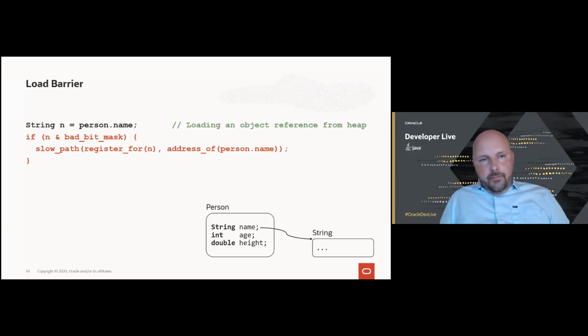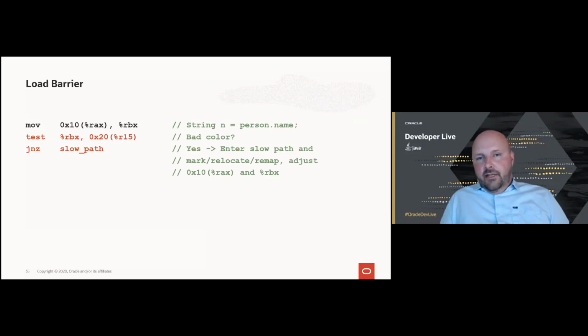And if we take this one step further and look at what the C2 JIT compiler in HotSpot will generate, it looks like this. We have the move instruction that corresponds to the actual load. And then we have the two instructions here in red, which is the actual load barrier: a test for a bad color, and a jump into a slow path in case we found one. So that's it. The whole load barrier is just two instructions. And on today's hardware, this is typically a well-predicted branch.